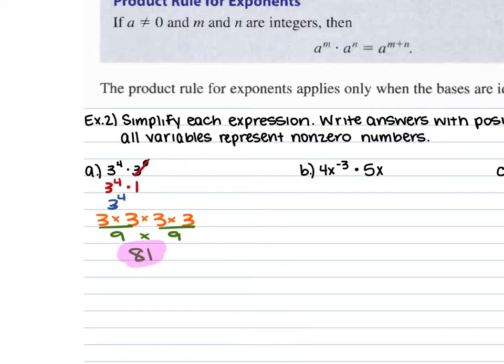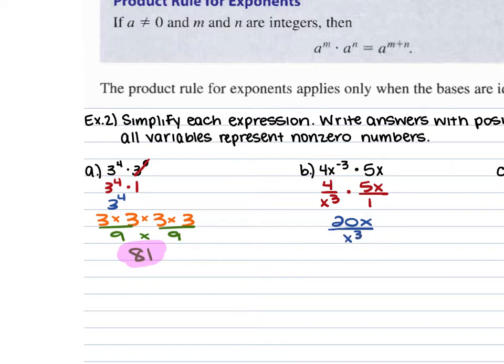With example B, you could do this one of two ways. You could say your bases of the x are the same, so I can just multiply the coefficients of these two and add the powers on the x, which the one that's just that 5x has an invisible power of 1. Or you can simplify that x to the negative third first by giving yourself 4 over x to the third power times 5x and put that 5x over 1 and just multiply straight across. If you did this, the 4 times 5x gives us 20x, and then x to the third power times 1 is just x to the third power.